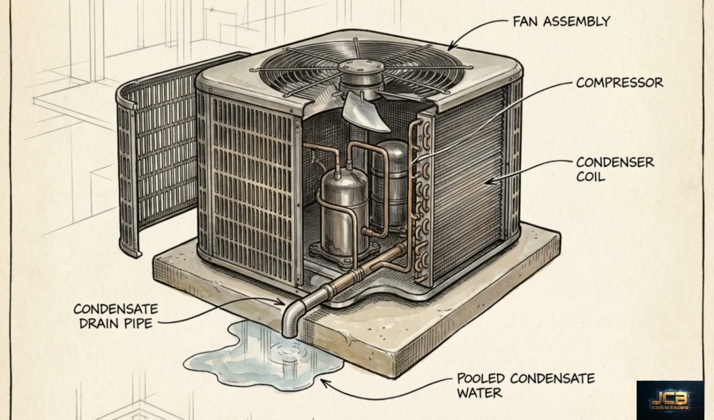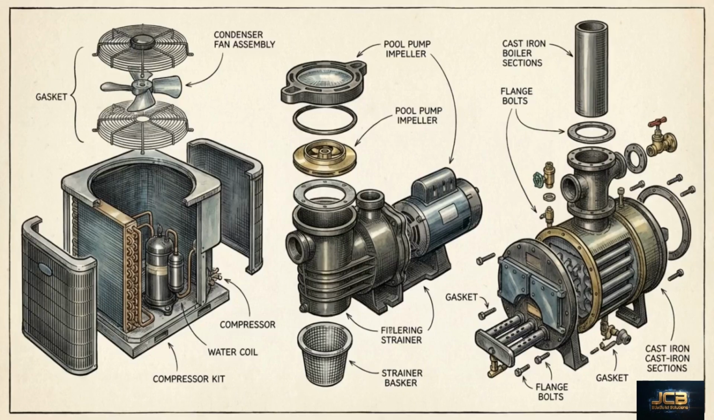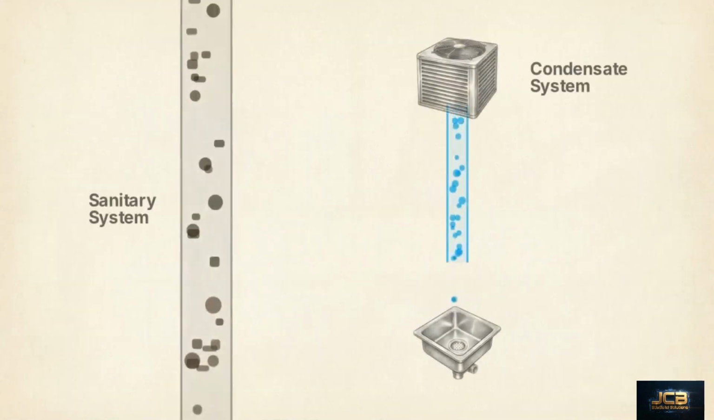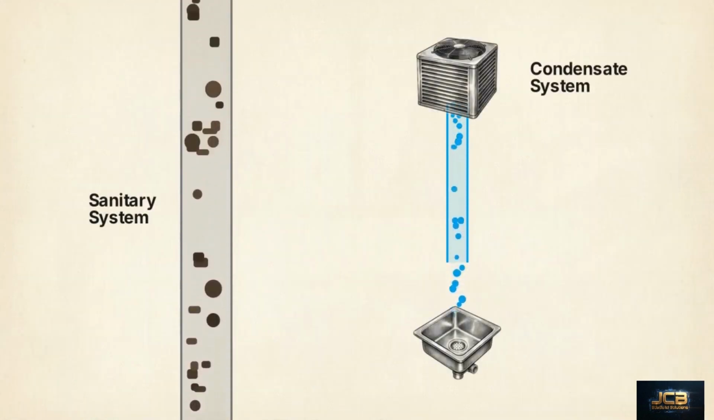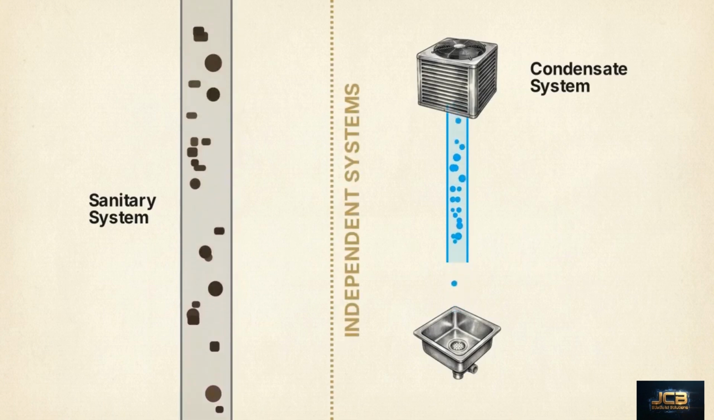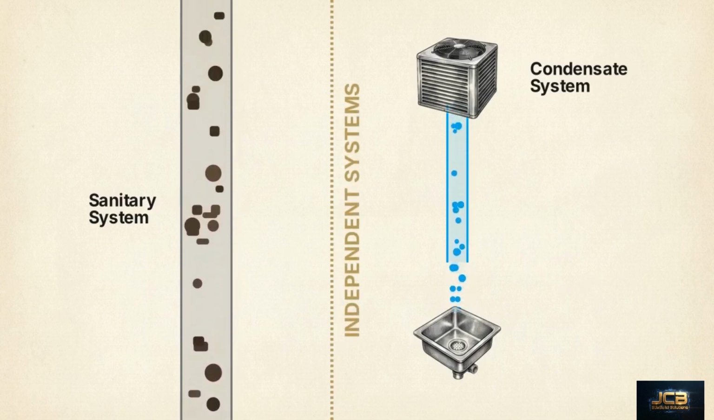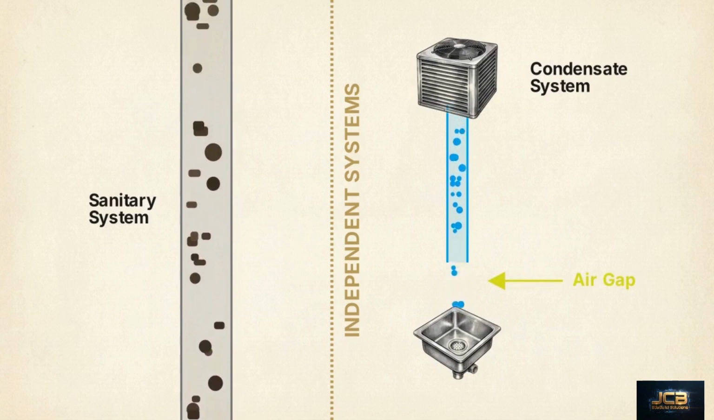The second category involves mechanical and clear water wastes. This encompasses discharge from air conditioning units, swimming pools, and boilers, systems that produce wastewater but not human excreta. Because this water does not contain solid waste, the code dictates that air conditioning condensate waste pipes must remain independent of any sanitary drainage system.